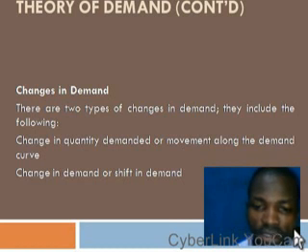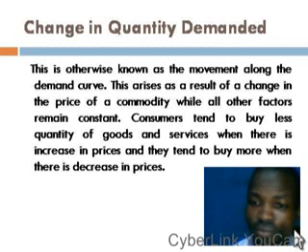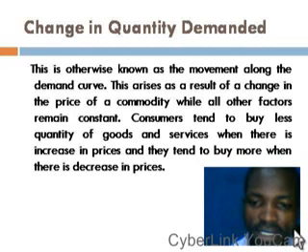There are two types of changes in demand. They include the following: change in quantity demanded or movement along the demand curve, and change in demand or shift in demand. The first one, change in quantity demanded. This is otherwise known as the movement along the demand curve. This arises as a result of a change in the price of a commodity, while all other factors remain constant. Like I said earlier on, it is very easy to differentiate between the two.